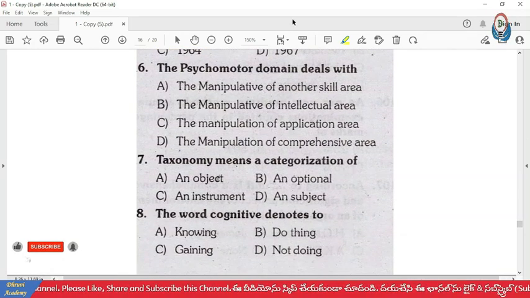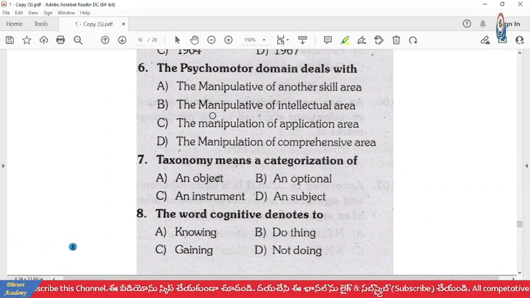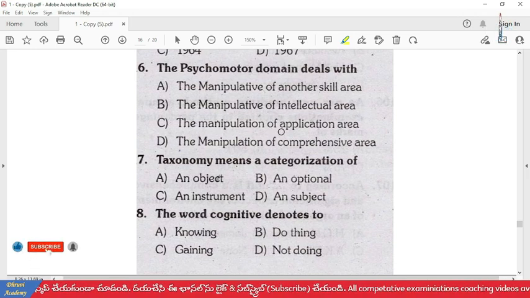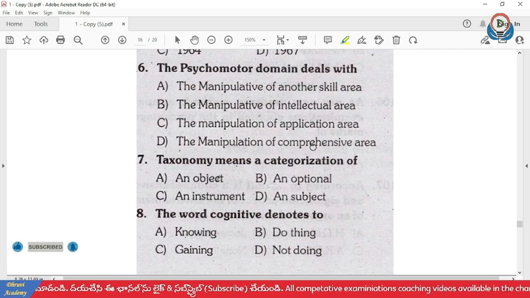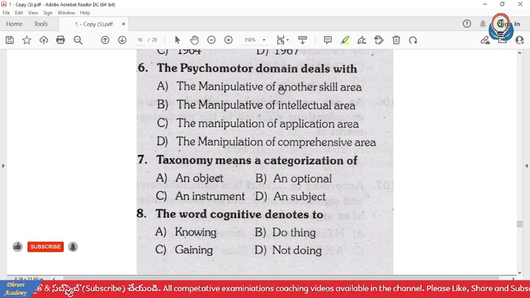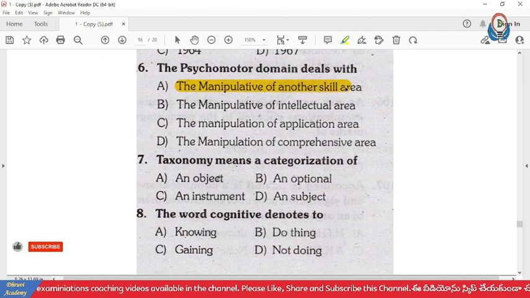The psychomotor domain deals with A. manipulative or under skills area, B. manipulative of intellectual area, C. manipulation of applications area, D. manipulation of comprehensive area. The psychomotor domain deals with the manipulation of under skill area. This is the right answer.